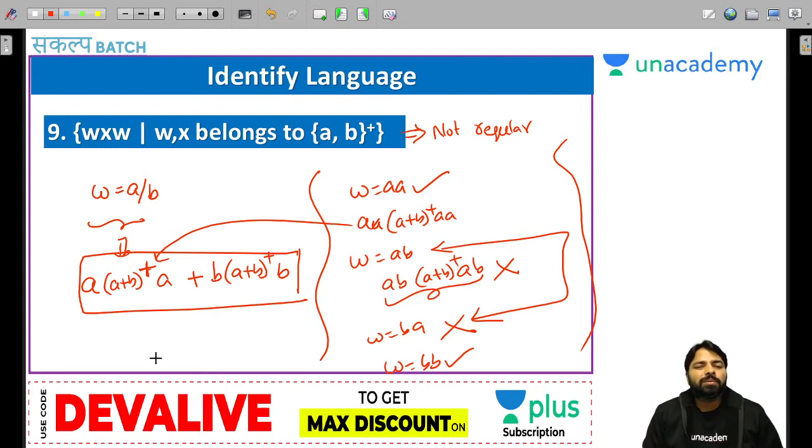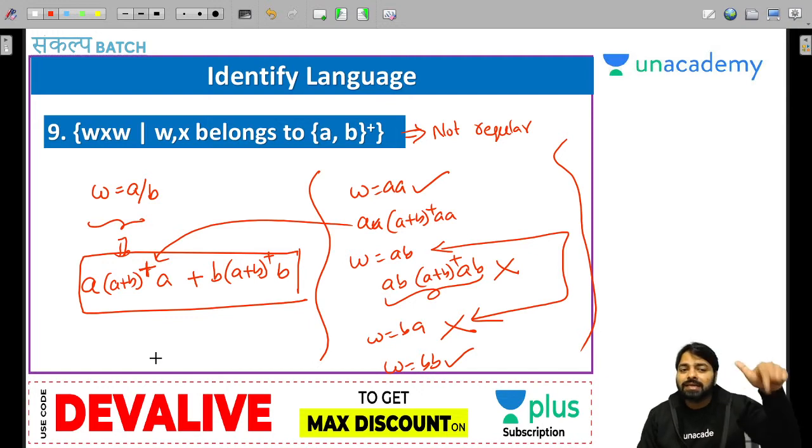Those people who are assuming regular, that means you are not able to approach the problem. Those people who are not looking at what we want, that is, what we want is the language. What we don't want is WW. Don't look at WW, guys. You will never understand the problem. Look at the strings of the language.